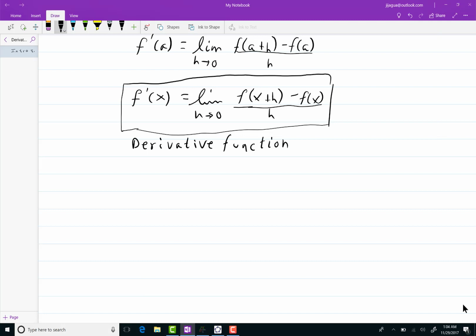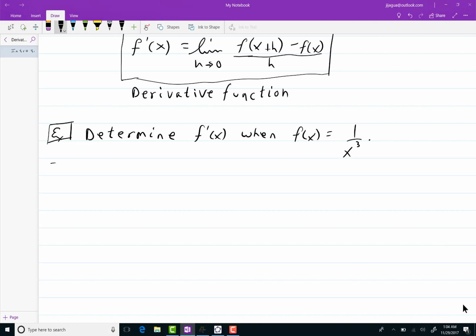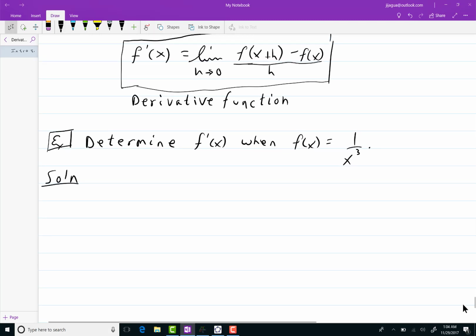Okay, let's do an example with it. I'll pick something, I won't be sheepish here. Let's do an example. Determine f prime of x when f of x equals 1 over x to the third. So the solution to that, I'll use this new formula that I have. Let me pull it down just a little bit. I can see it. I hope you can too.